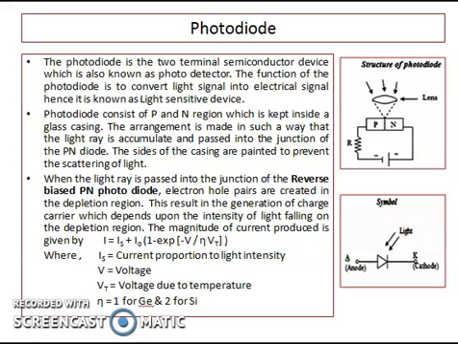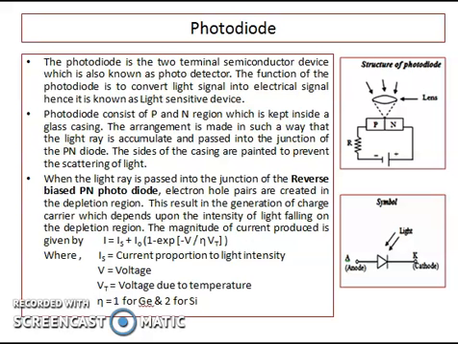The function of the photodiode is to convert light signal into electrical signal. Hence, it is known as a light sensitive device. Photodiode consists of a P and N type region which is kept inside a glass casing.